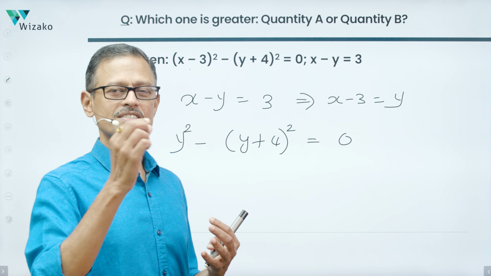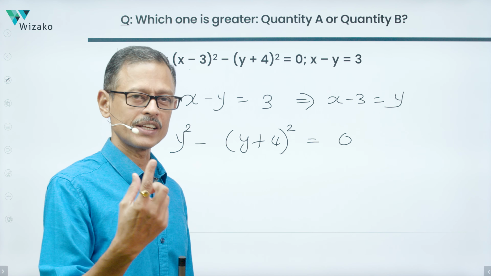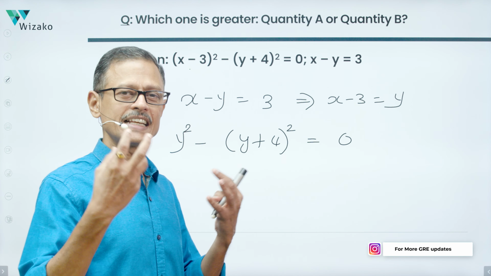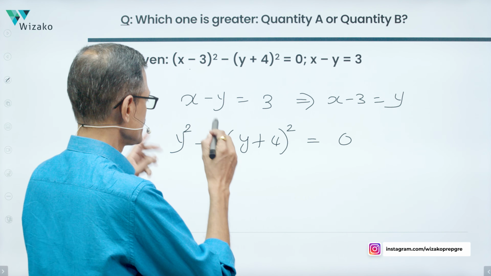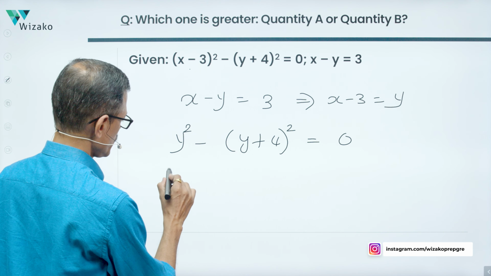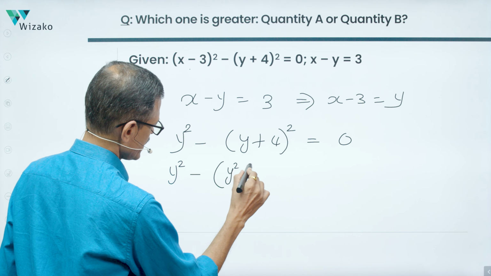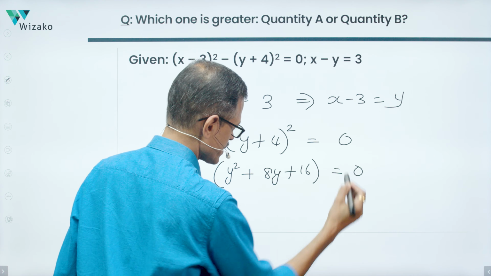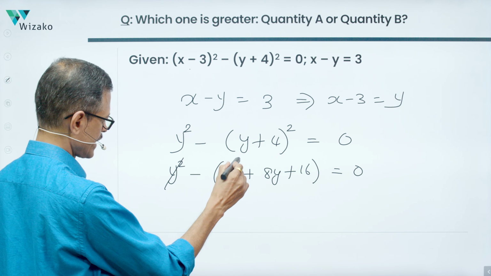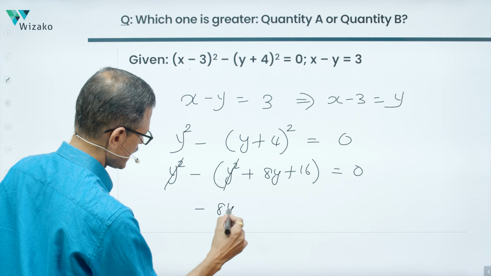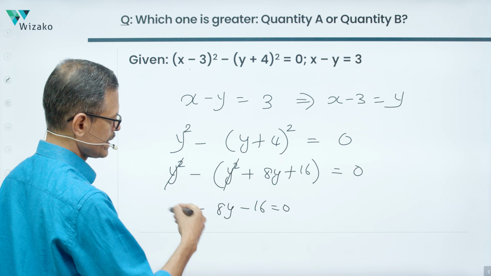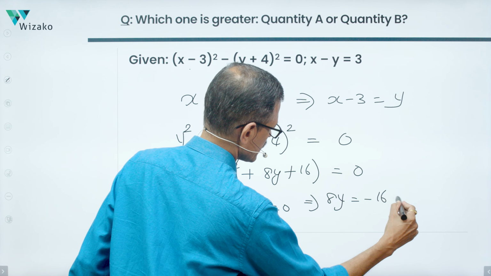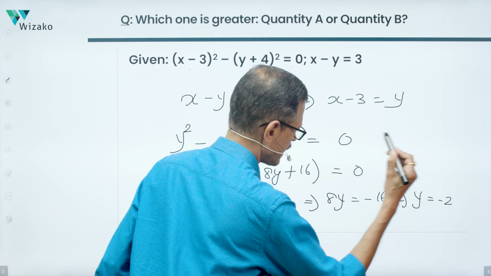In this scenario, there's not much of a difference between the two, but in some scenarios, the second method I'll opt for would probably be a better one to solve in terms of getting to the answer without complicating the equation. This one we'll do the first method. Just expand the right hand side. y square minus y square plus 2ab, which is 8y, plus 16 equals 0. y square will get cancelled with minus y square. We have minus 8y minus 16 equals 0. Take the 8y to the other side. You will get 8y equals minus 16, or translating, y is equal to minus 2.